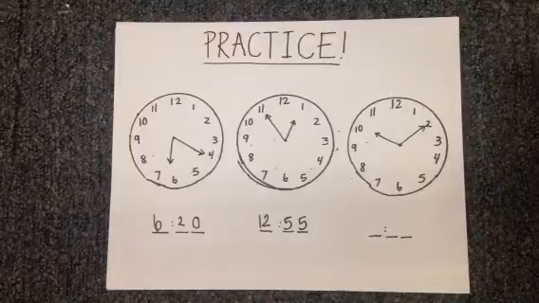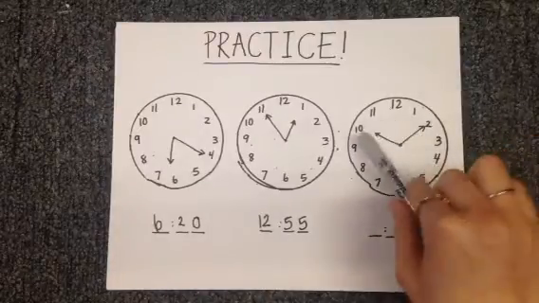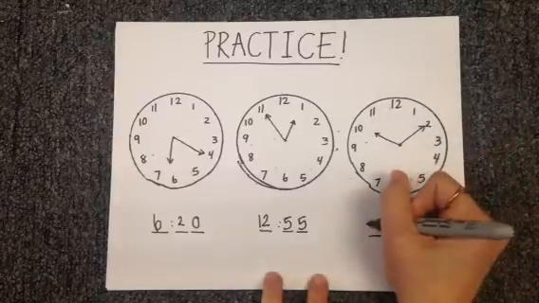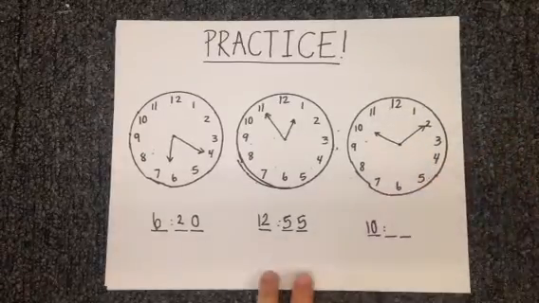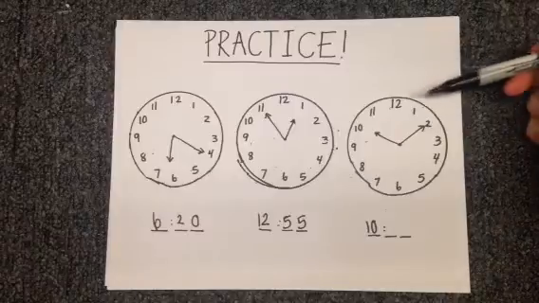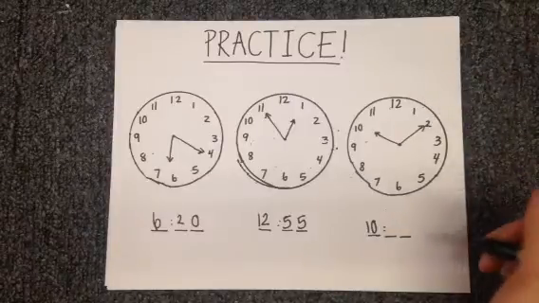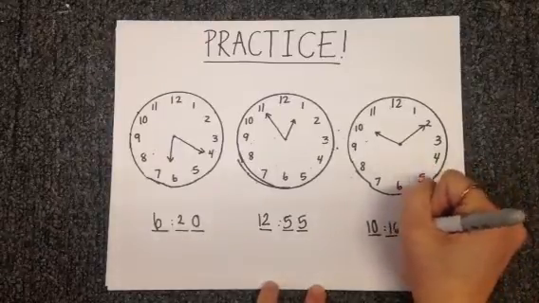Let's look at our last example. Our hour hand is in between the 10 and the 11. So we know that the time begins with 10. And we'll skip count by 5s. 5, 10. We are 10 minutes into the hour, so we know our time is 10:10.